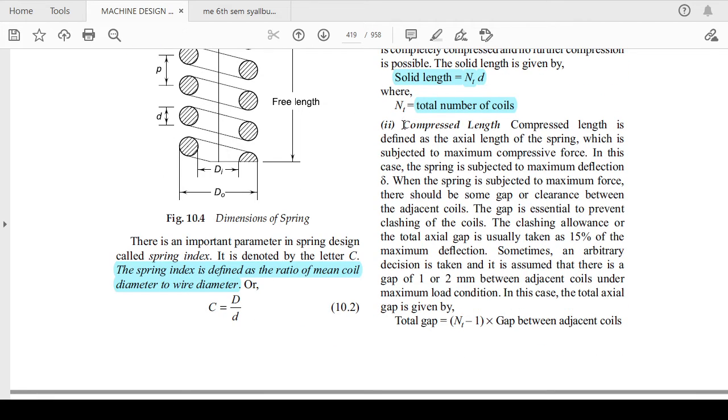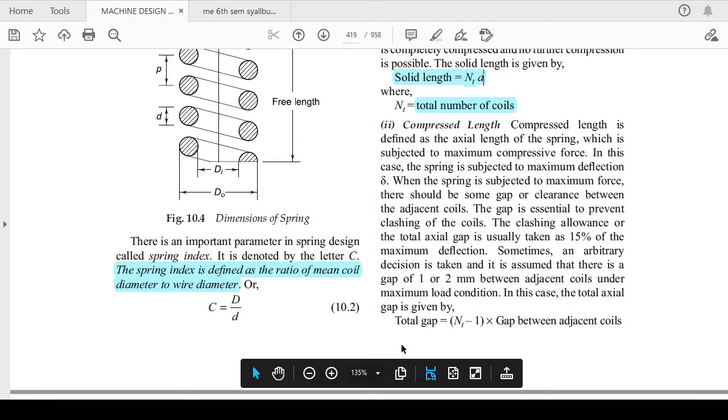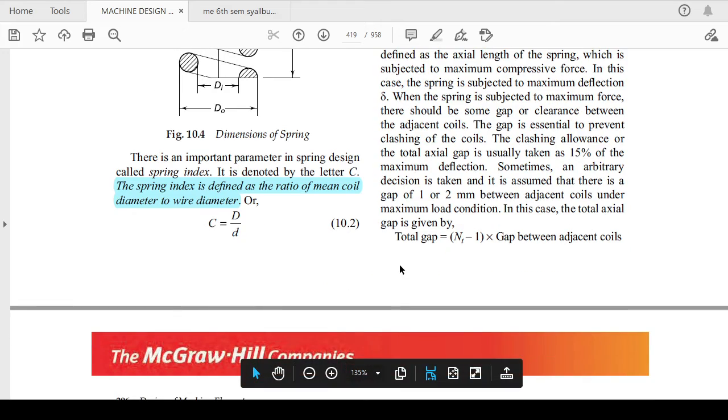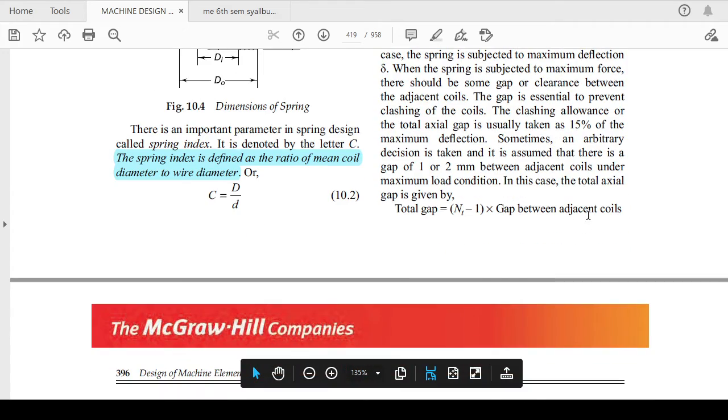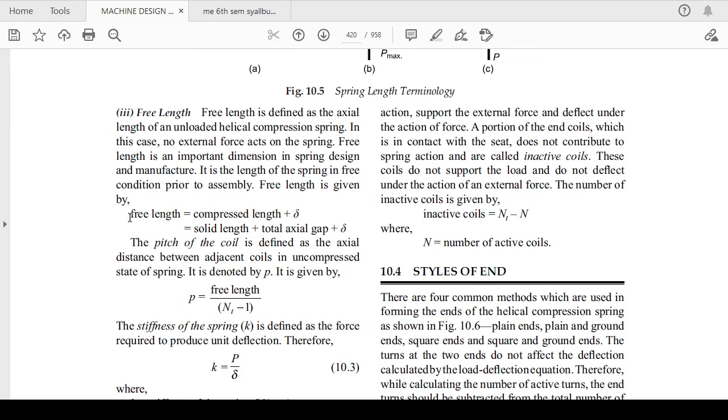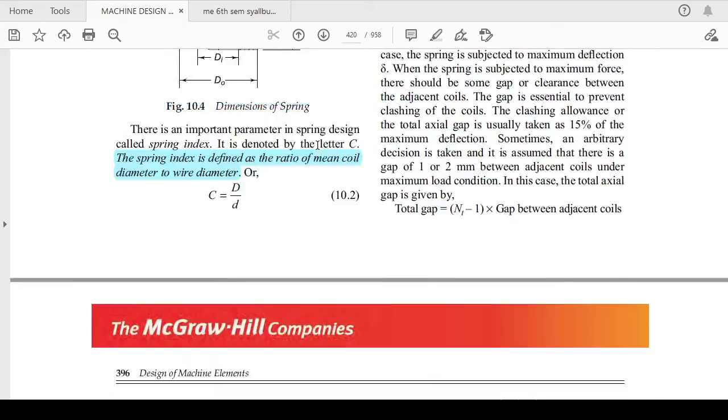And what do you understand by compressed length? The compressed length is the solid length plus the total gap between the adjacent coils. Then you can calculate the free length. Free length is equal to compressed length plus delta, which is the deflection. Or you can say this is also equal to the solid length plus total axial gap plus delta. The pitch of the coil is defined as the axial distance between two adjacent coils in the uncompressed state of the spring, as you have seen in this picture as well.